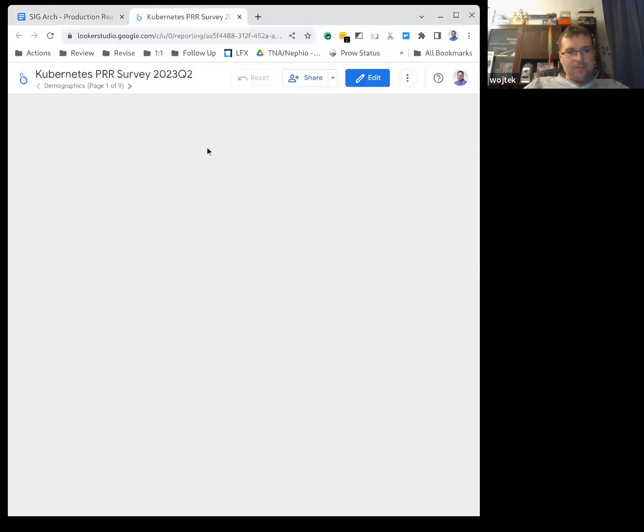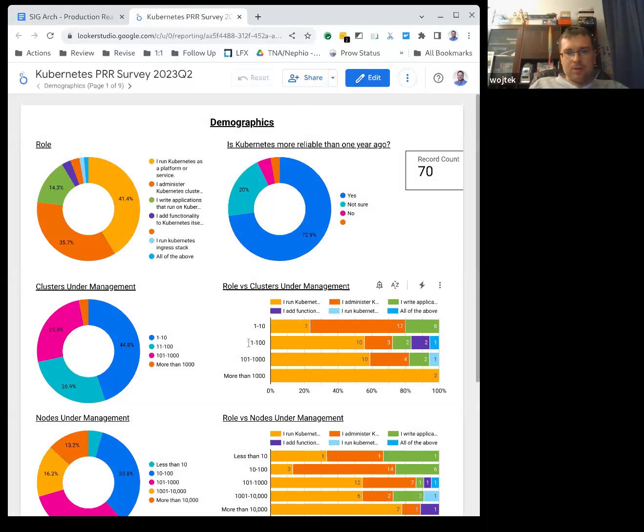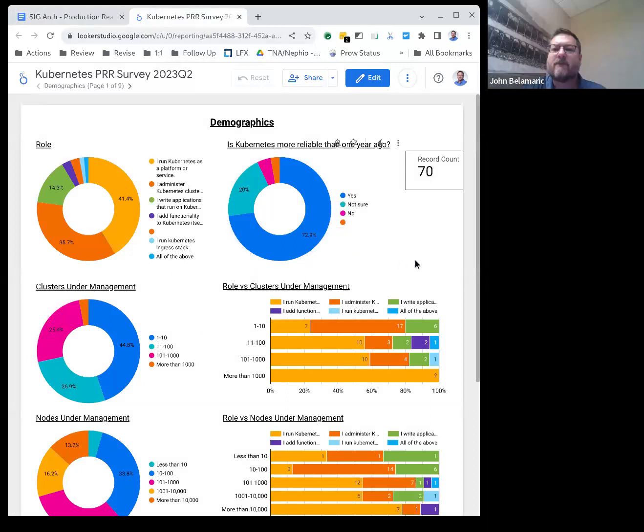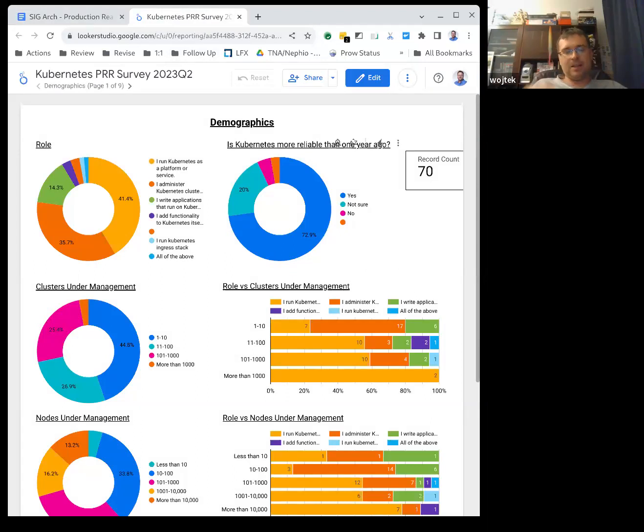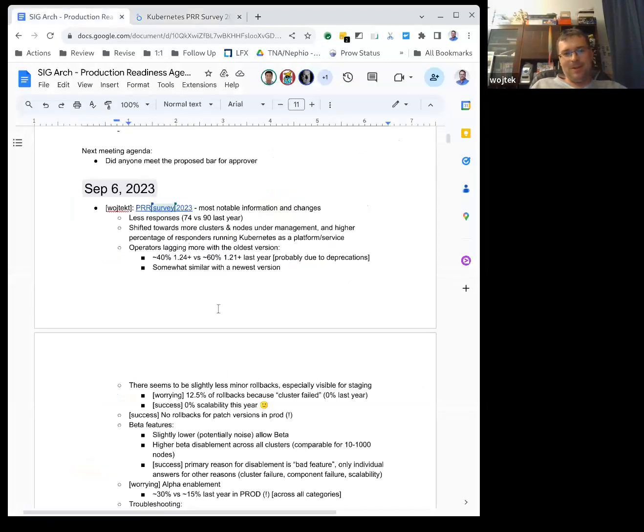What definitely changed is visibly higher percentages for people that are running more clusters and more nodes. I'm not sure how representative that is across the world, but for our survey, we are definitely moving towards larger players, which may also be affecting other questions, but it's hard to be sure here.